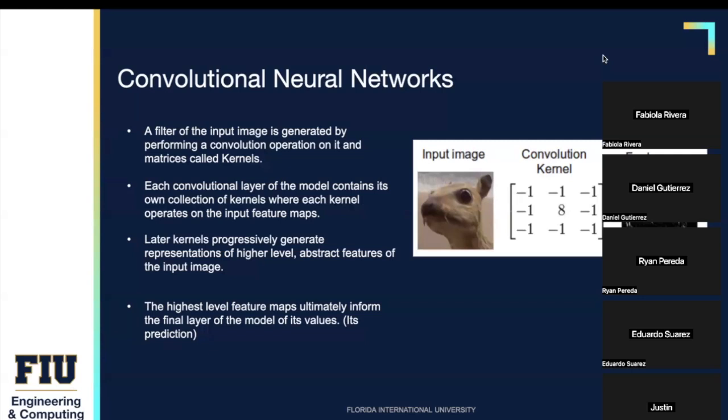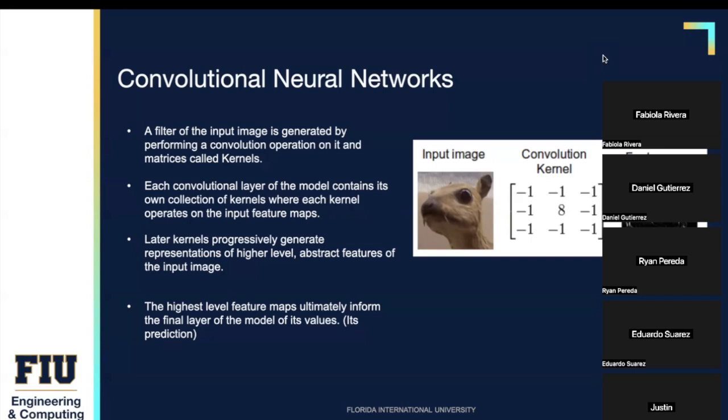A convolutional neural network is structured in the way that a regular neural network is, as explained before, but with the inclusion of convolutional layers. These layers generate a filter of the image called a feature map by performing many convolution operations on it using matrices called kernels. During training, each kernel is made such that the feature map it generates represents a feature of the input to its layer that is relevant towards ultimately making an accurate prediction.